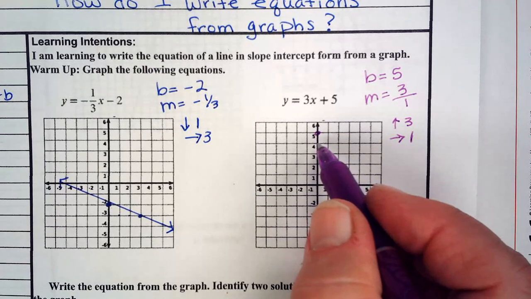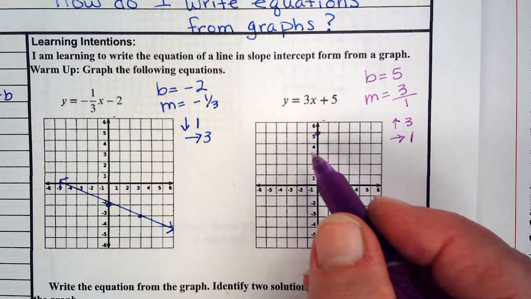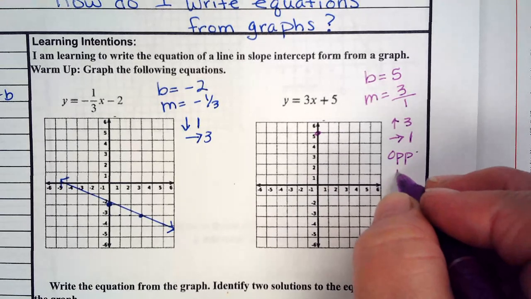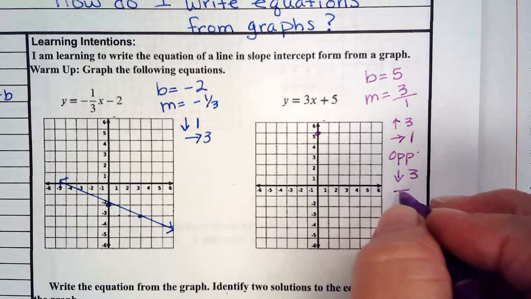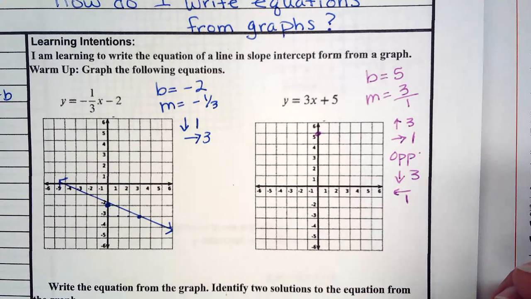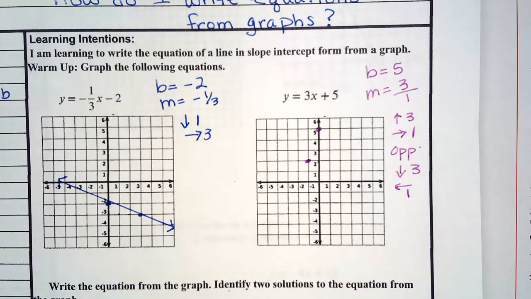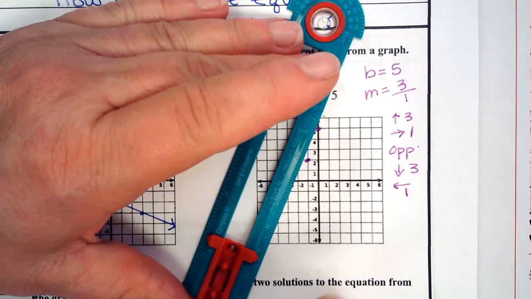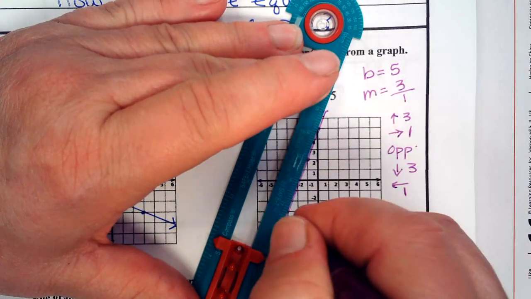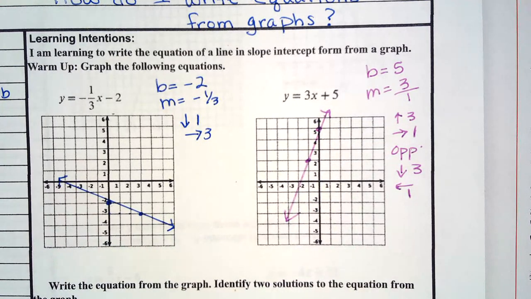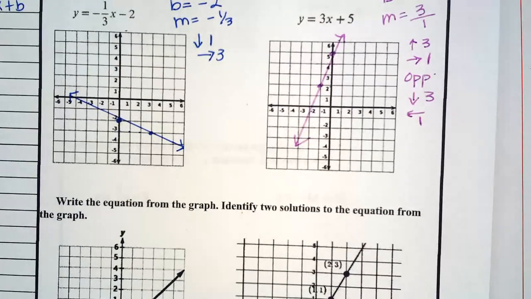Uh-oh, I've got a problem. I can't go up 3 and right 1, so I'm going to do totally opposite. I'm going to go down 3 and left 1. 1, 2, 3, 1. Now I can graph. And I'm done. So remember, if it's going to take you off the graph, you do totally opposite of what you normally would.